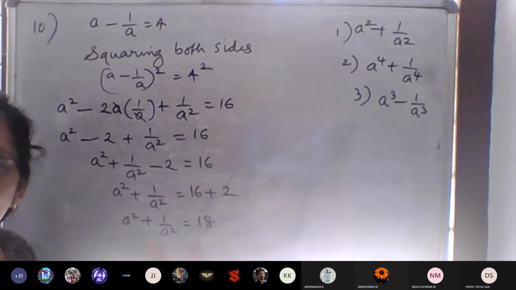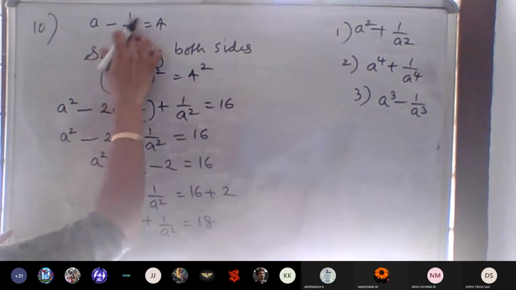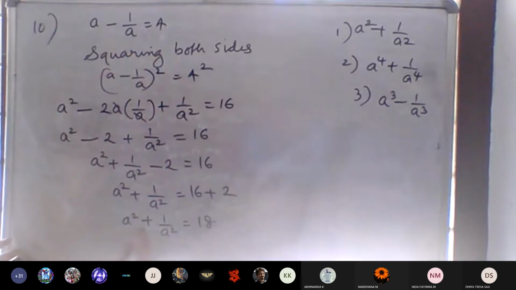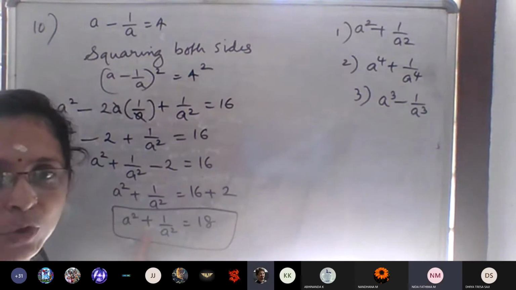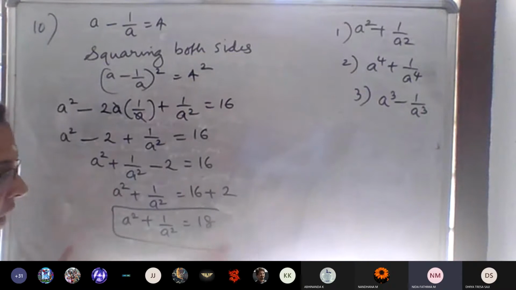What have we done here? Squaring both sides of a minus 1 by a. Same way, if we square this both sides, we will get a raised to 4. Thus you have to square.